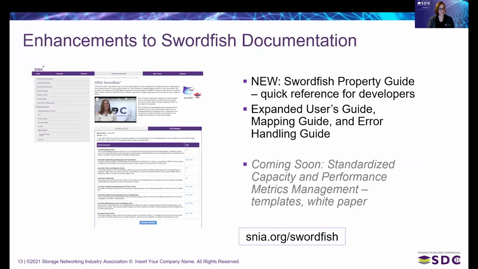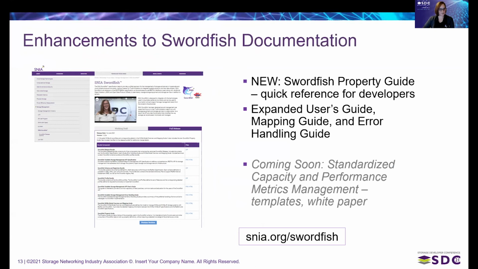In addition to that, we've been doing a lot of enhancements to the Swordfish documentation. So we have one brand new document, the Swordfish Property Guide. This is really just a quick reference for clients or developers to get information about what a property is, where it is used in the system, and what its definition is. We've also done a lot with expanding the users guides, the mapping guides, and the error handling guides.